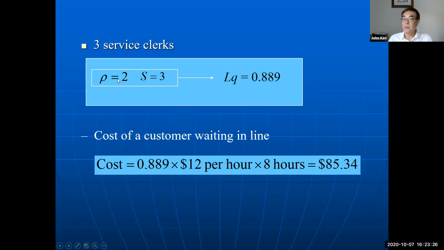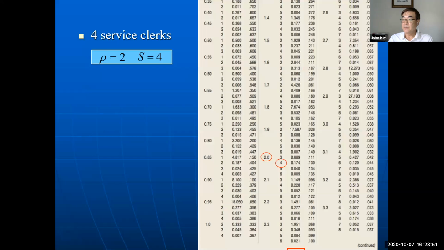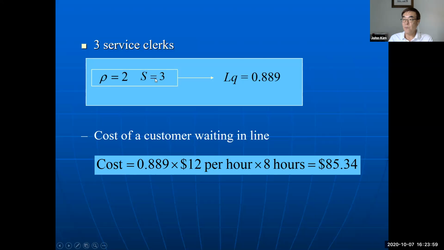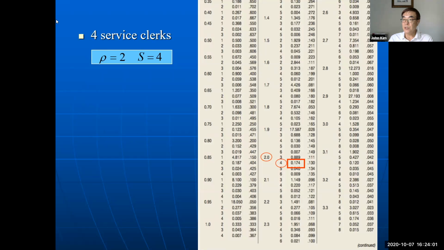So with this, utilization rate is 2, and then the number of servers is 3, then customer cost is 85.34. Then consider if we hire one more clerk or one more worker, then the number of servers is 4. It was 3, but hire one more, then 4. And the utilization did not change, the same.